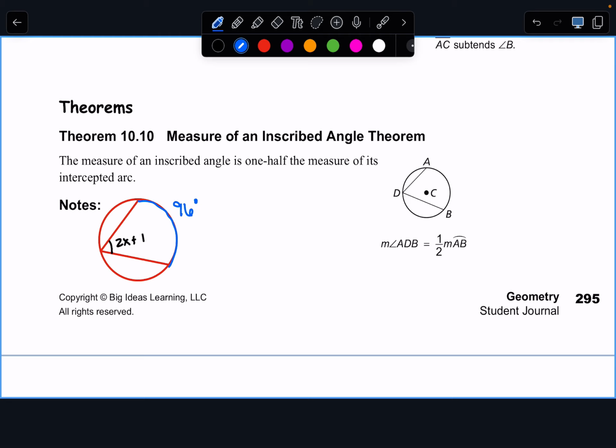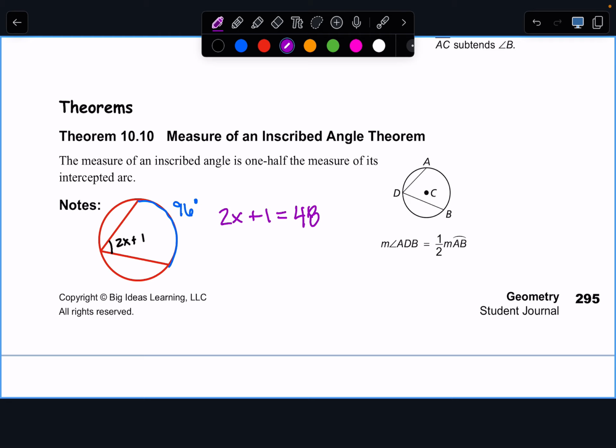Okay, now, this angle right here intercepts the arc that is 96. So we're going to say that 2x plus 1 equals what? Half of 96, which is how much? Half of 96. That's the intercepted arc. Okay, let's talk about that.